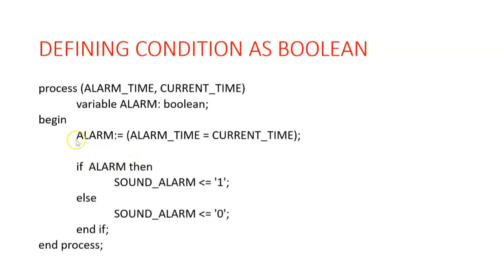Next, based on this variable, which is a Boolean variable, this if statement is working. See here: if alarm, then sound alarm takes the value 1, else sound alarm takes the value 0. Okay, end if, end process.